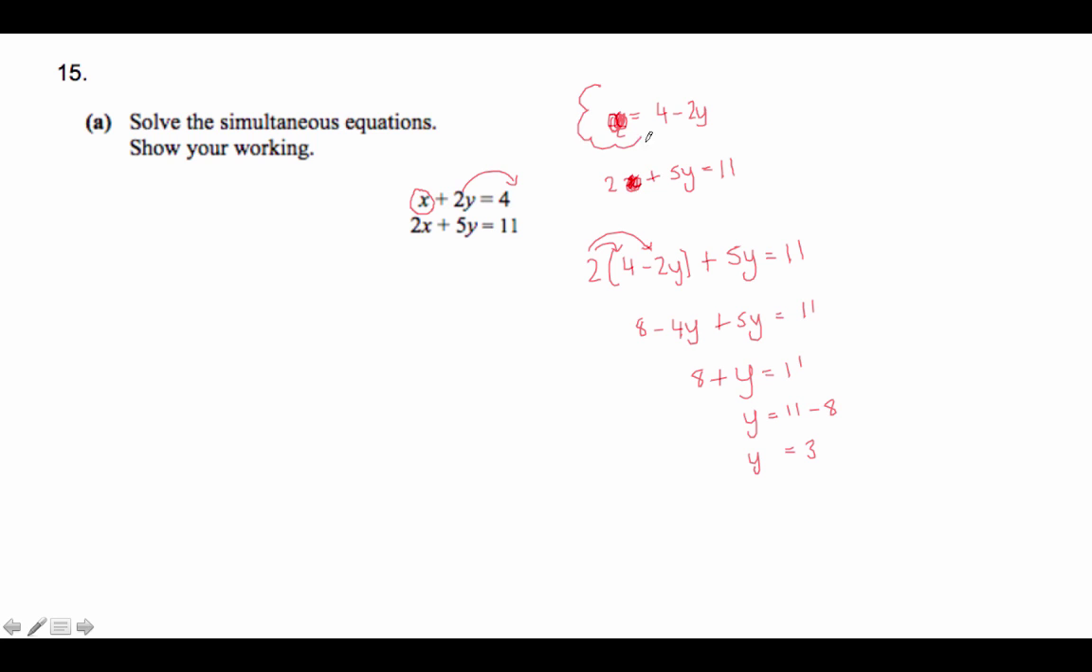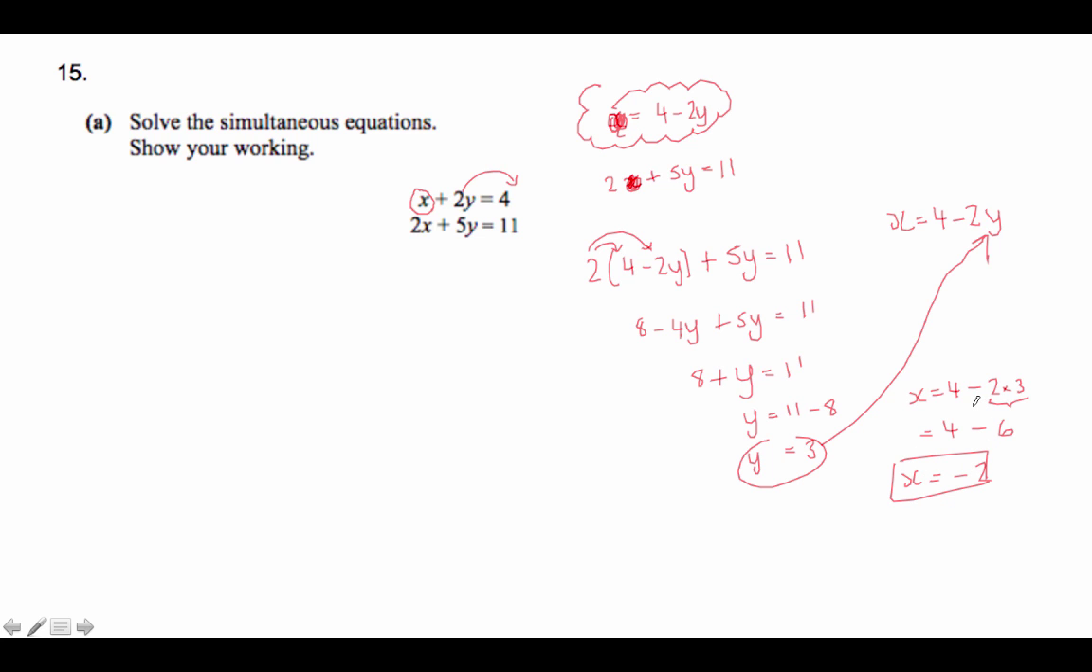Well, if you remember, before I had this formula here, which was x equals 4 minus 2y, so now I know that y is 3, I can substitute 3 in for y and say that x equals 4 minus 2 lots of 3, and 4 take away 2 lots of 3 would be 6, 4 take away 6 would be minus 2. Okay, so I know that x equals minus 2 and y equals 3.